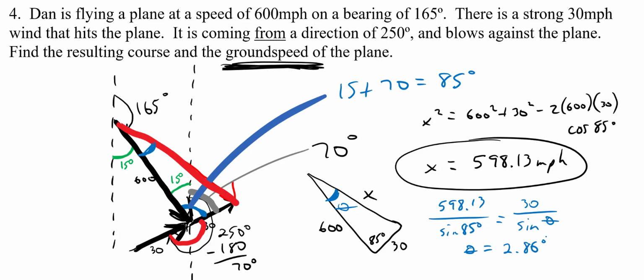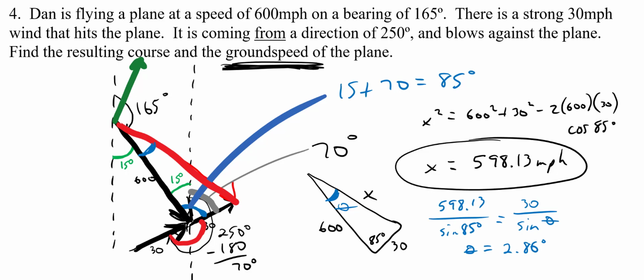Now, math fans, if you put 2.86 degrees as the course, that doesn't even make sense. 2.86 degrees is this way. There is no way a 30-mile-an-hour wind is going to push a 600-mile-an-hour airplane that crazy amount. And that's what kids do. They like to put theta, 2.86 degrees. Guys, that's just the blue. That's how much is going off course. That's how much is altering the course.